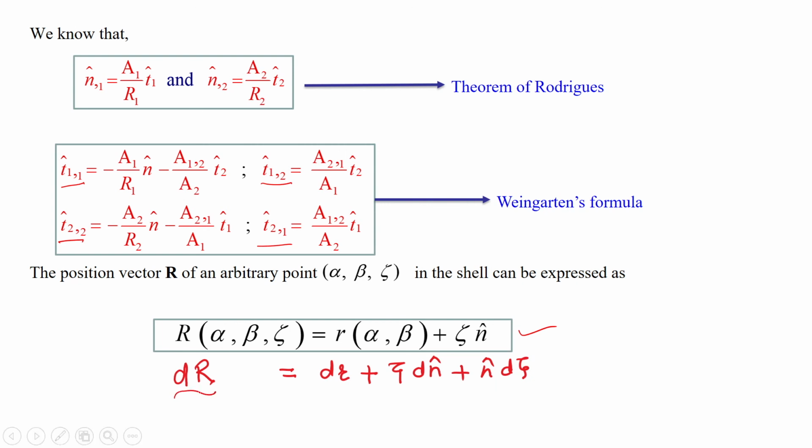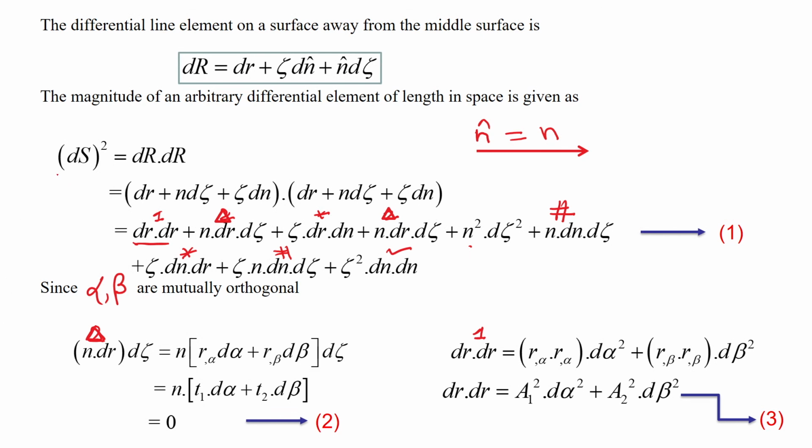So, the change in r, d capital R, will be dr plus zeta times dn, plus n as it is and the change in zeta, because in a curvilinear coordinate system each unit vector has its changes with respect to alpha, beta, they are not constant. So, the change in the unit vector will also take place. Now, ds square will be dR dot dR.